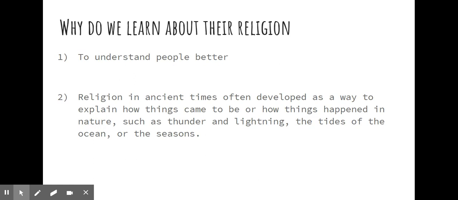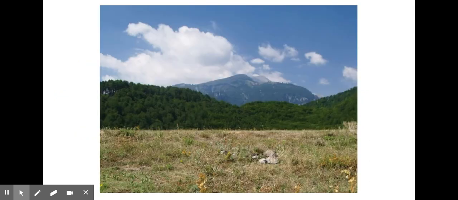So remember, why do we learn about religion? 1, to understand people better. 2, the religion in ancient times often developed as a way to explain how things came to be or how things happen in nature, such as thunder and lightning and tides and oceans. Sometimes they put gods as those, or sometimes they say a god made those. So the reason we learn about this is because we want to understand why the people thought that way.